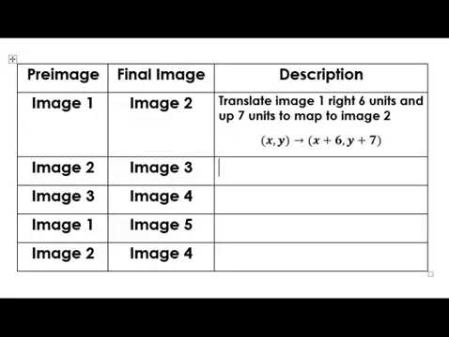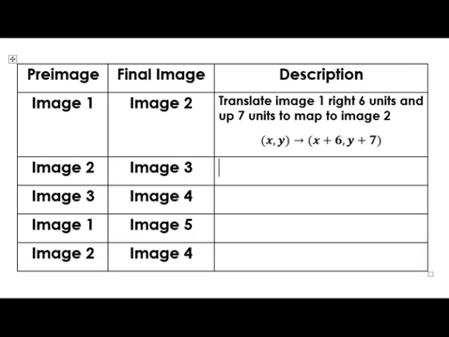To describe the transformation that mapped image 1 onto image 2, we need to include the type of transformation as well as the magnitude and direction. In our description, we need to say that image 1 was translated to the right 6 units and up 7 units to map to image 2. We can also write a mapping rule to represent the translation that occurred to map the input ordered pairs to the output ordered pairs.